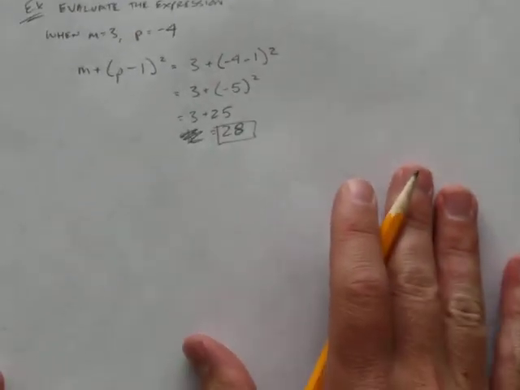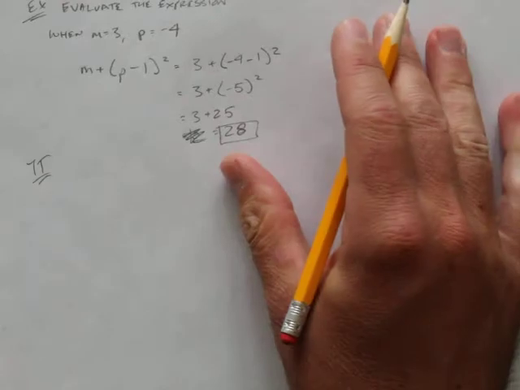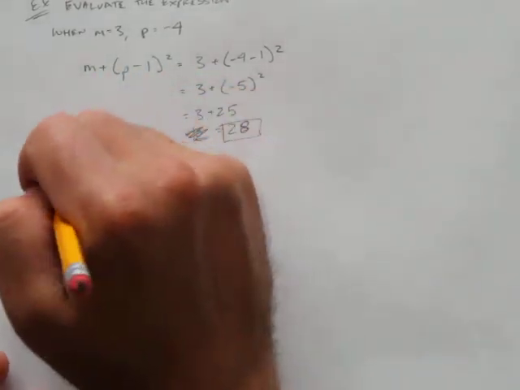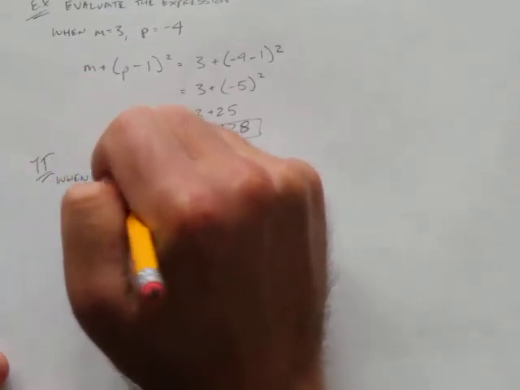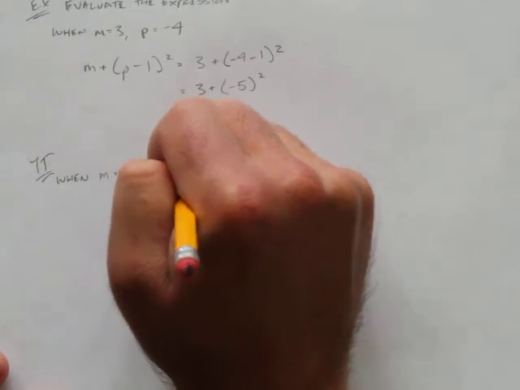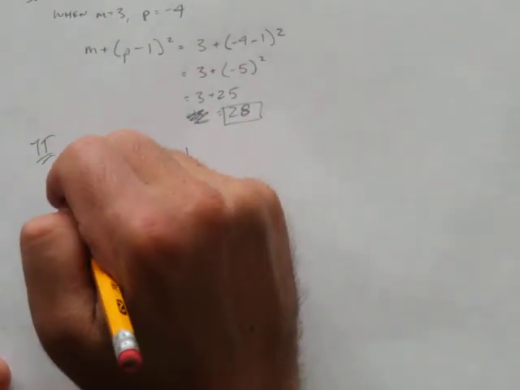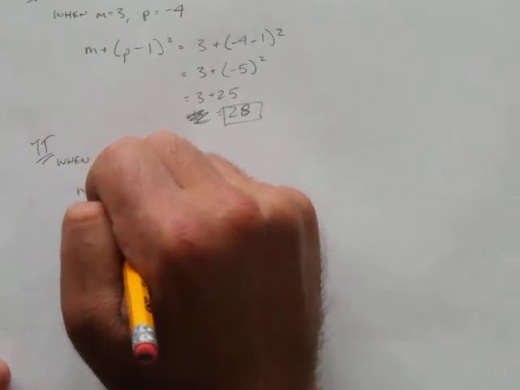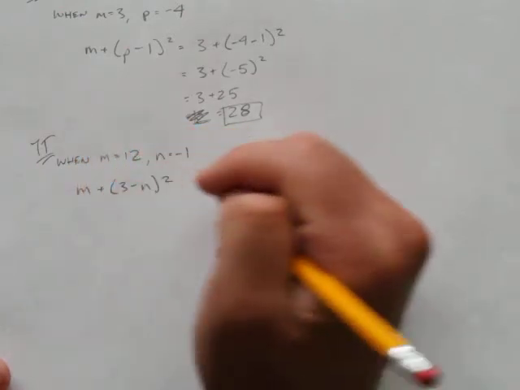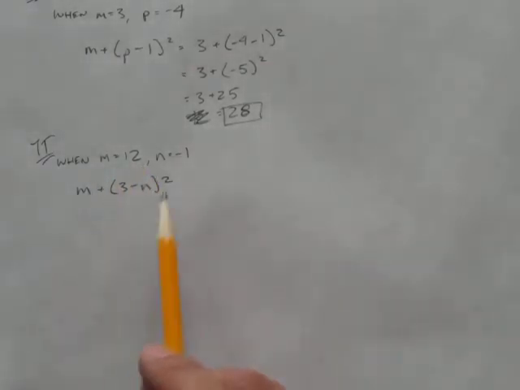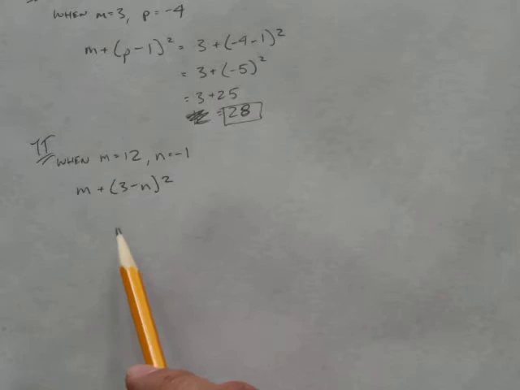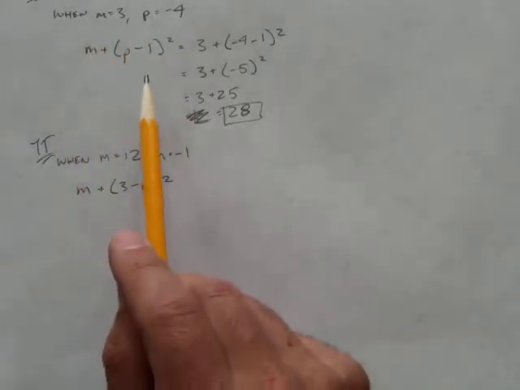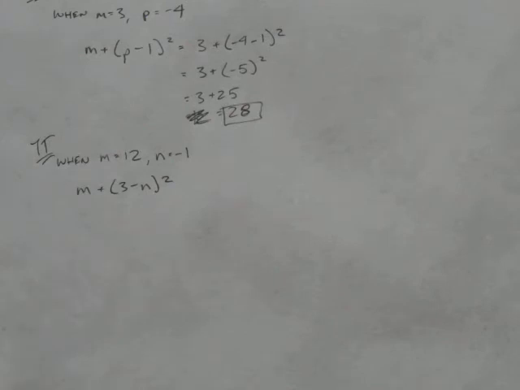Now, let's do a Your Try. And so we're going to do the same kind of thing: evaluate the expression when m equals 12 and n equals -1. Here's your expression, m plus 3 minus n squared. All right, so you're going to work this out on your own. You're going to pause it in just a moment and then do your work, and then we'll come back and look at it together. So follow what we just did with this last example right here. You should be all good. Go ahead and pause now.